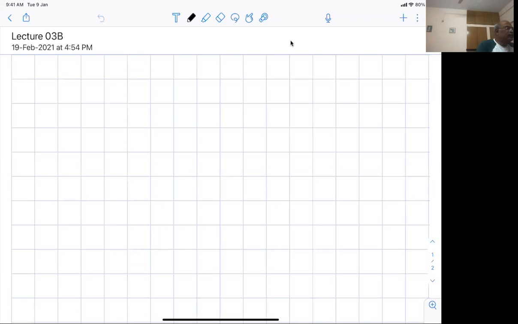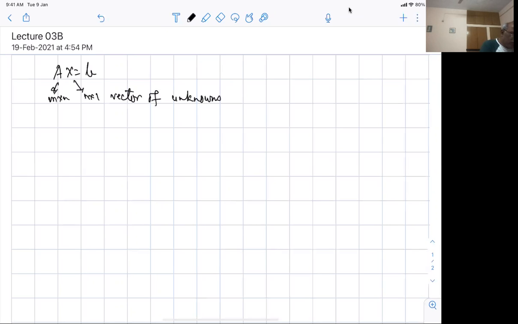Now let us look at the next class. In this class, first let's look at what a system of linear equations is, and then we'll proceed. Recall that you have the system Ax = B, where A is an m × n matrix, X is an n × 1 vector of unknowns, and B is m × 1, so that it makes sense.